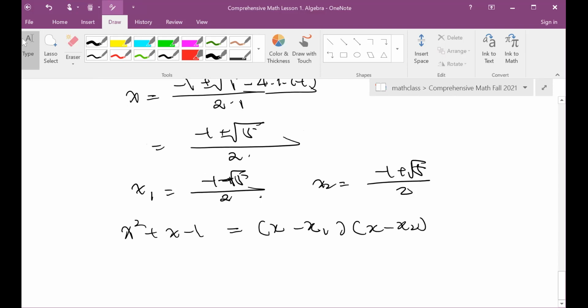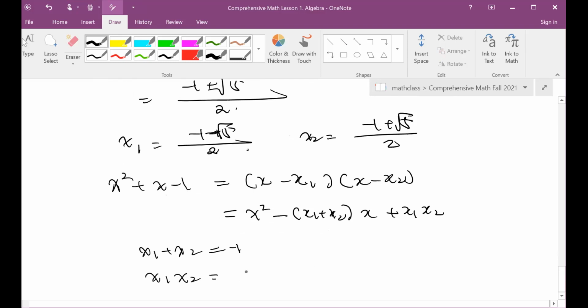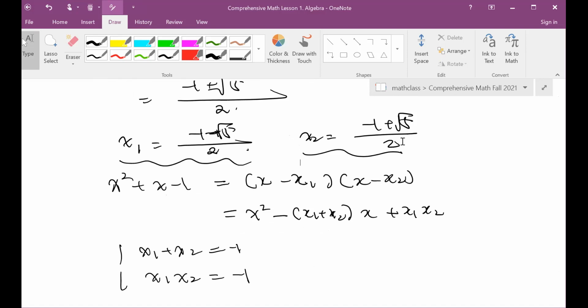And so when x equals x1, you get 0. When x equals x2, you get 0. And you will see that if you multiply this out, it will be x squared minus (x1 plus x2) x plus x1 times x2. So in other words, the sum of those 2 roots is going to be the negative of the coefficient. So x1 plus x2 should be negative 1, and x1 times x2 should also be negative 1. And that is true. You can double check. When we add them together, yes, you get negative 1. But when we multiply them out, let's check. x1 times x2.